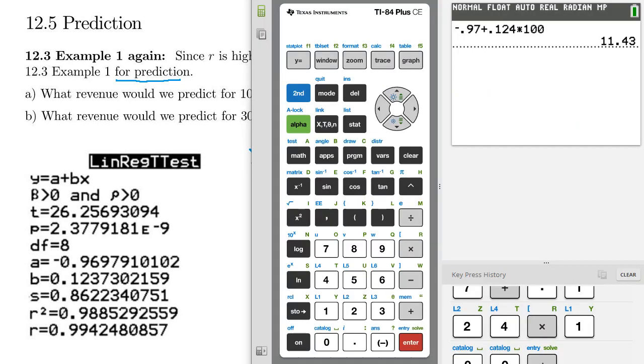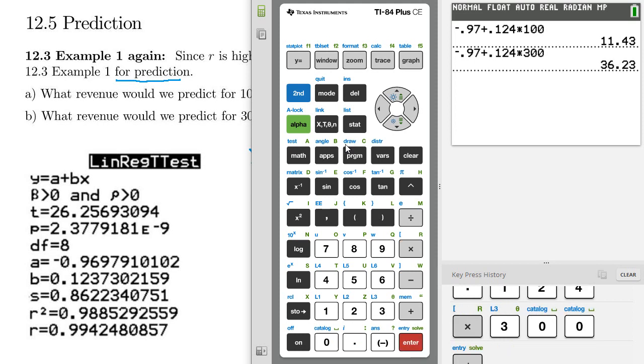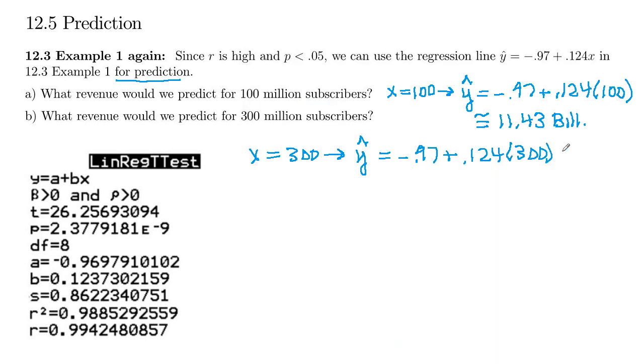And plug that into the calculator. So we've got a negative 0.97 plus 0.124 times 300, 36.23. So approximately $36.23 billion of revenue.